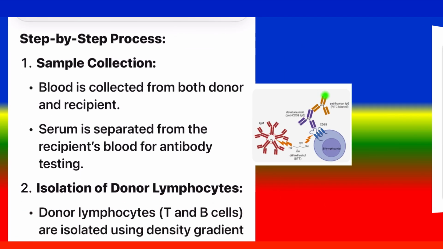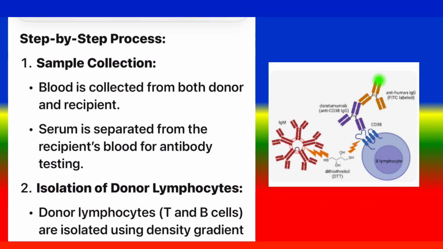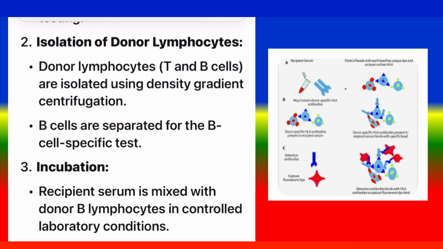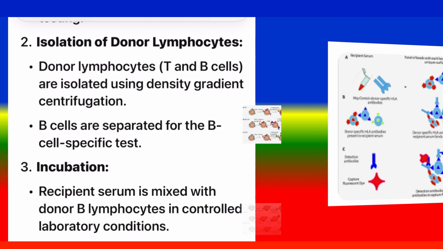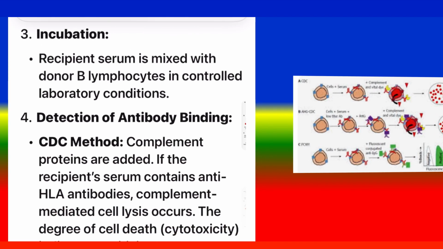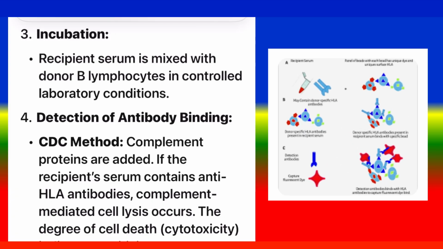Step-by-step process. 1. Sample collection. Blood is collected from both donor and recipient. Serum is separated from the recipient's blood for antibody testing. 2. Isolation of donor lymphocytes. Donor lymphocytes, T and B cells, are isolated using density gradient centrifugation. B cells are separated for the B-cell specific test. 3. Incubation. Recipient serum is mixed with donor B lymphocytes in controlled laboratory conditions.